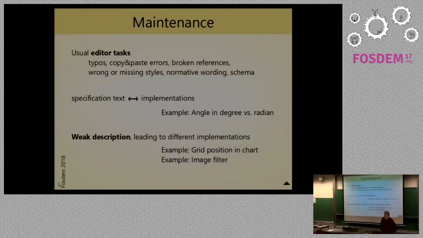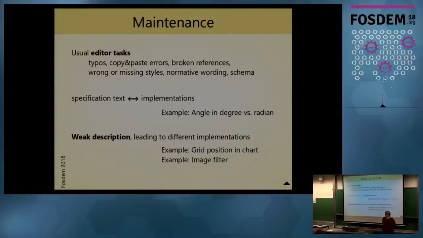Yeah, what has this TC to do? The first part is maintenance. The specification has about 1,300 pages. Such large documents always have typos or broken references and such errors. Some semantic is reflected to styles, a source of additional errors. Furthermore, special care is needed in using normative keywords and keeping schema and text matched.